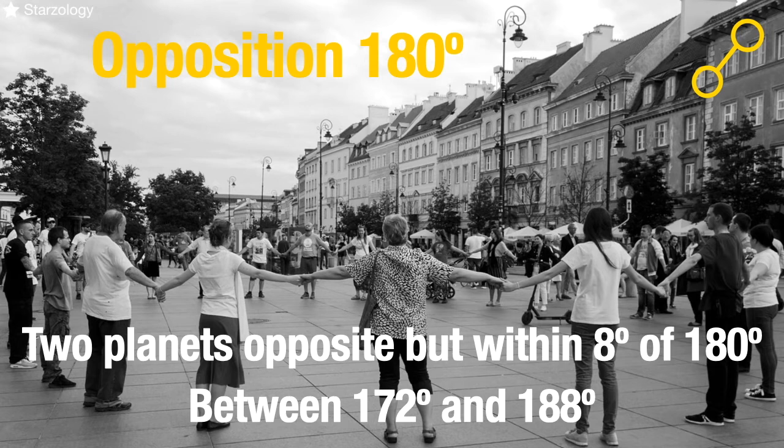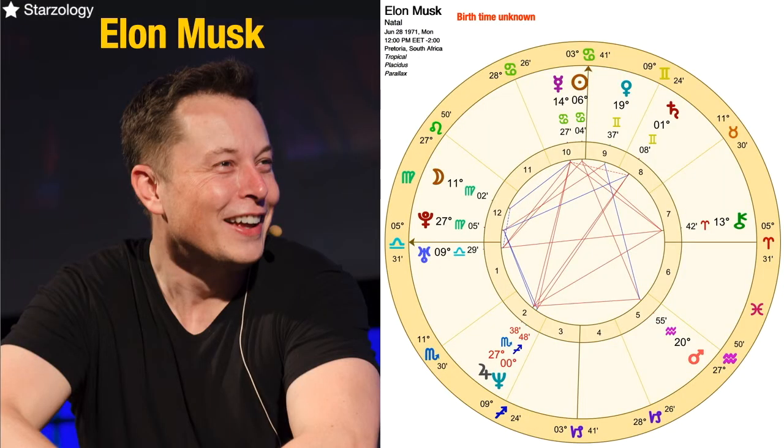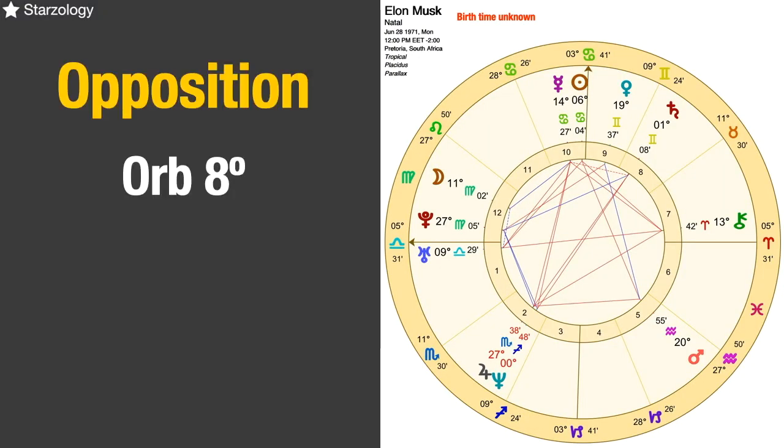So that's 8 degrees either side of the 180. For instance, we would be looking at this woman here, and perhaps that woman right on the opposite side of the circle. The question is, are these 2 people in opposition? Are they within orb? So again, let's have a look at his chart. The orb for an opposition is 8 degrees.